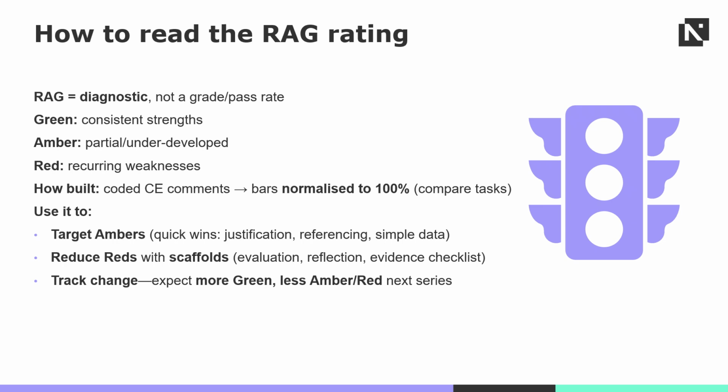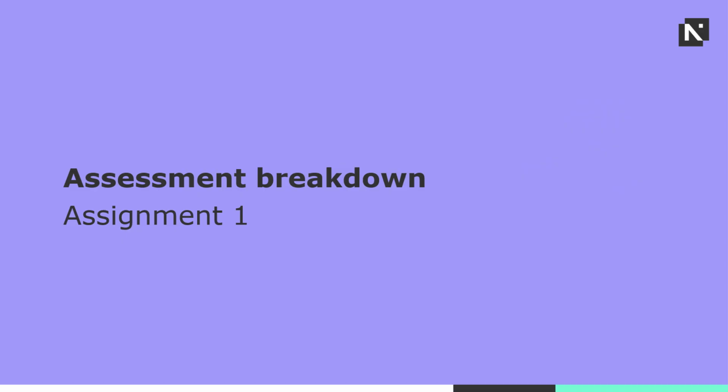Don't read it as marks, use it as a roadmap. Shrink ambers with quick wins like one statistic and a reference, reduce reds by using evaluation in scaffolds, and rerun the RAG after changes to check you're moving colour from amber to red into green. So let's begin with assignment 1.